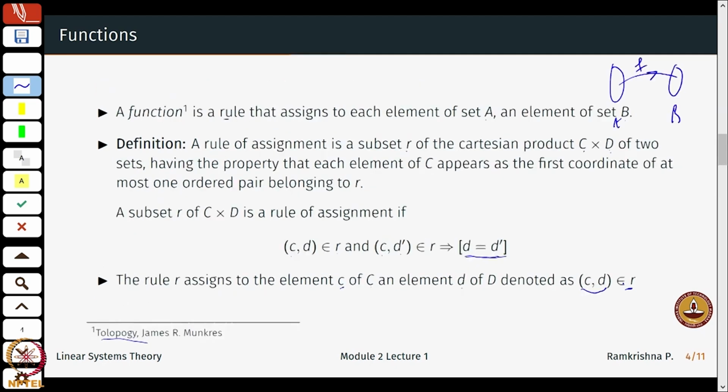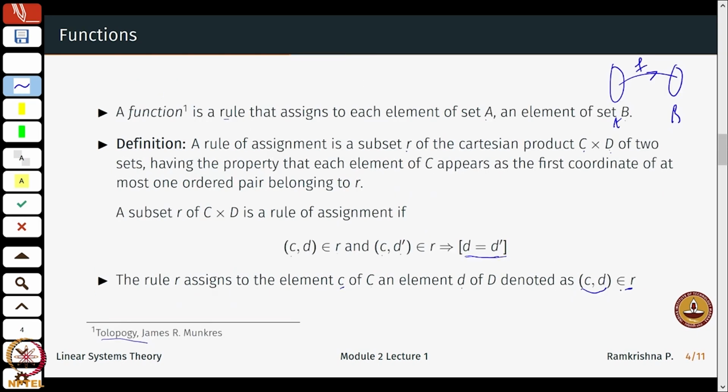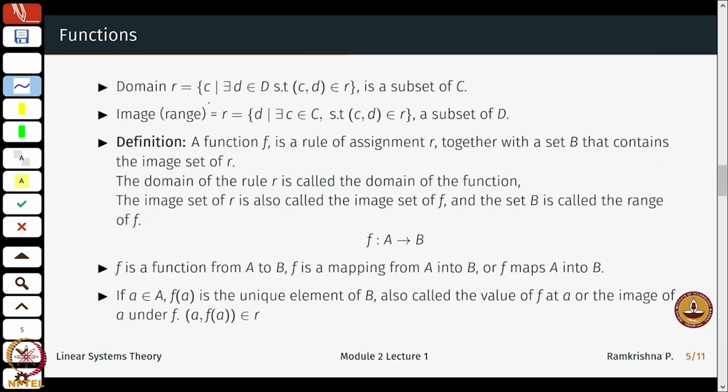So then things you would have heard of, right: what is the domain of a function, and what is a range. So the domain of this rule R is the set of all c's such that there exists a d, such that this pair (c, d) is associated to this rule R. Okay. So this is typically a subset of C, it could be the entire set C also.